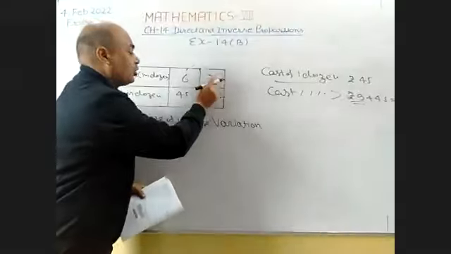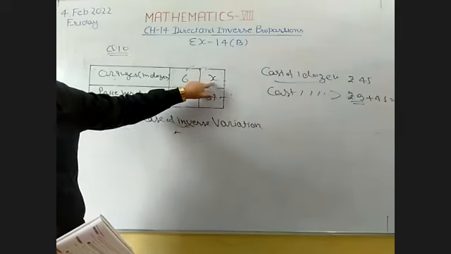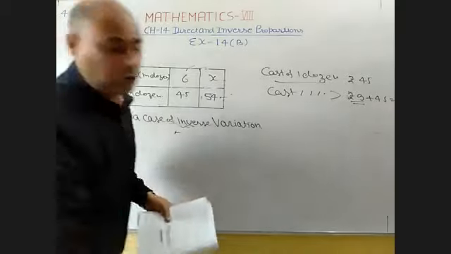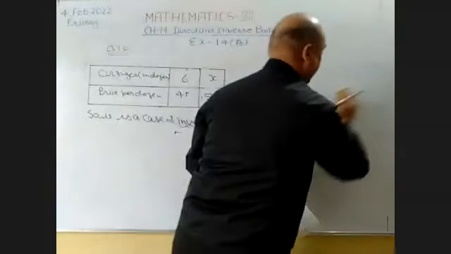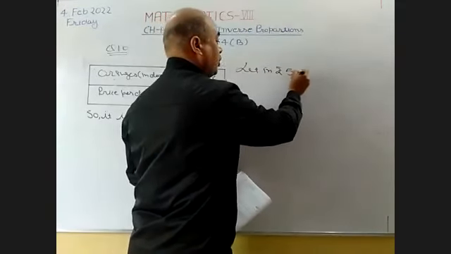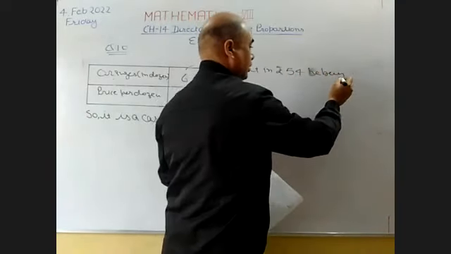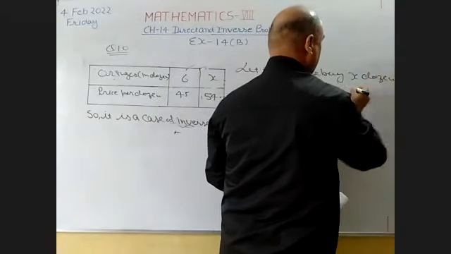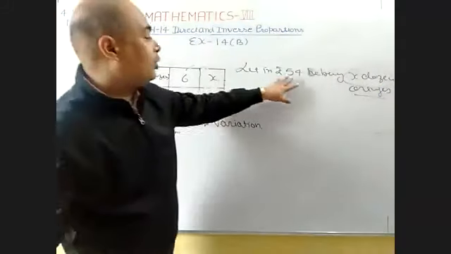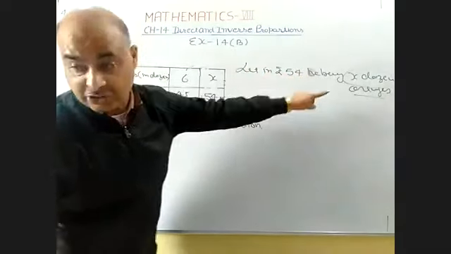Suppose the number of oranges is going to be X. After increasing the price, he is able to buy X dozen oranges. This you have to suppose. Let in rupees 54, the number of oranges he is going to buy be X dozen. Write this also, beta. Let in rupees 54 he buy X dozen oranges. So I write here X.